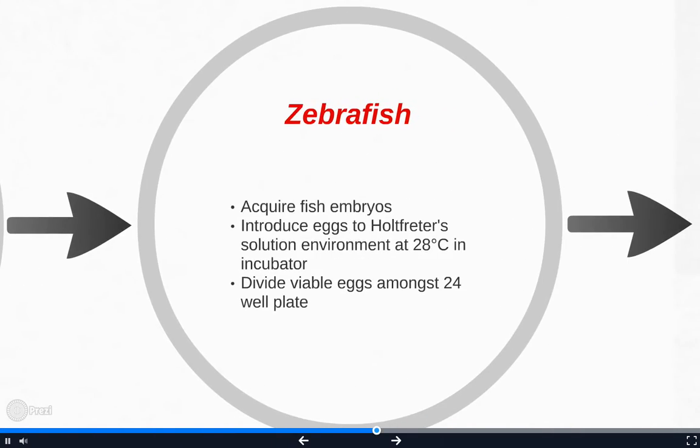After getting the zebrafish embryos, we have to introduce and adjust them to a neutral environment, which we will simulate using Holt-Fretter solution and an incubator set to 28 degrees Celsius. From there, we'll divide up the viable eggs into control and experimental groups.